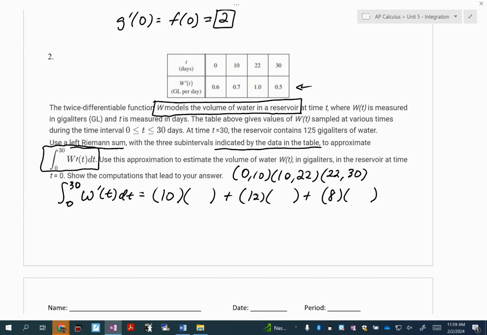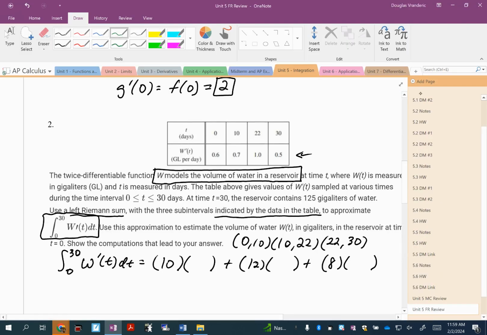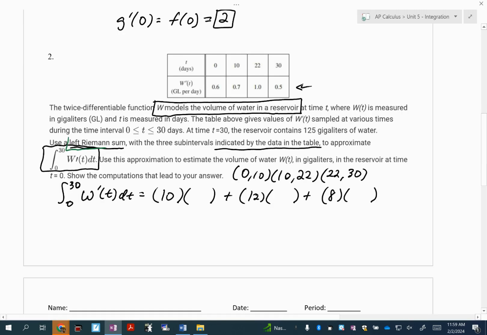Now, it does say a left Riemann sum. So when it says a left Riemann sum, I will be plugging in the left value of these. So again, I'm not putting 0 in these parentheses, or 0, 10, 22. I'm looking at my table and doing W prime of 0. W prime of 10 goes there, and W prime of 22.